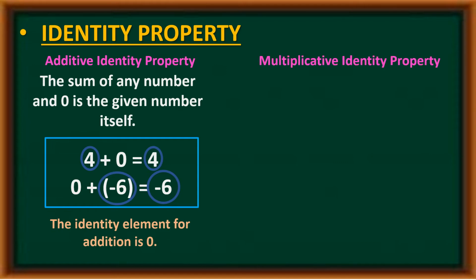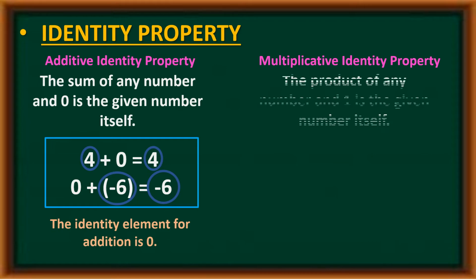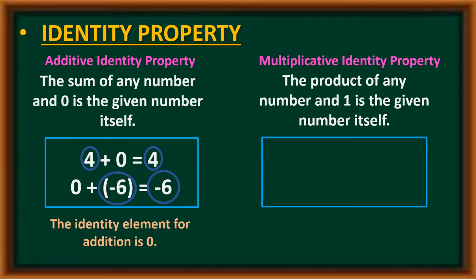Then the next one is the multiplicative identity property. So, the product of any number and 1 is the given number itself. So, dito kay multiplicative, ang ginamit naman niya is number 1. So, kahit anong number, if you multiply to number 1, your answer is the given number itself. So, example, we have 5 times 1 is equal to 5. The given number is 5, then the answer is also 5.